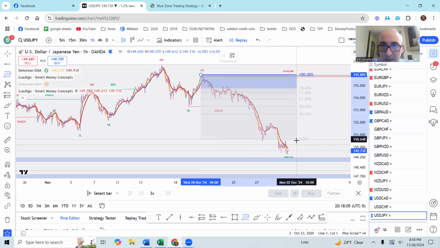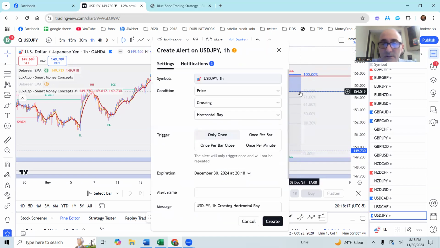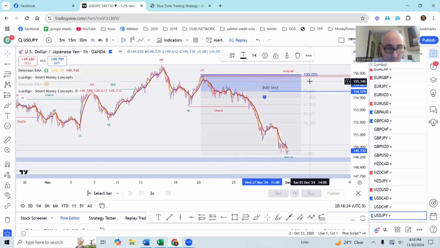Now, initially it would have came to here, right? But then it went lower. So now we need price to come back to our blue zone here. Okay. That's where we'll set our alert. And this blue zone here now is our lower time frame.